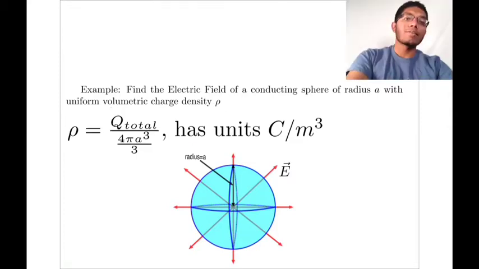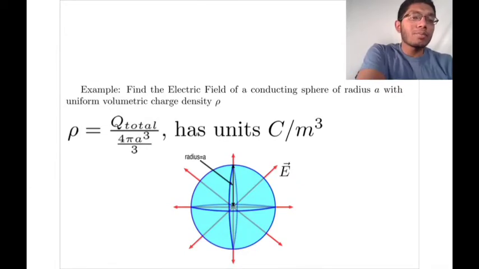So here you can see rho has units of coulombs per meter cubed, and it is equal to the total charge in this sphere divided by the volume of the sphere. And of course the volume is 4 pi r cubed over 3, but because r is a, the radius is a, I've substituted that in over here.